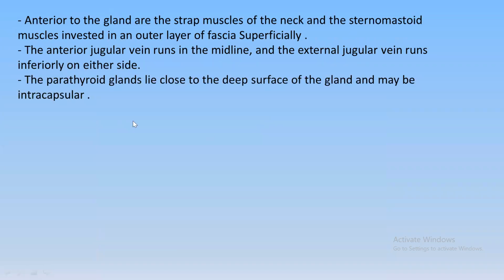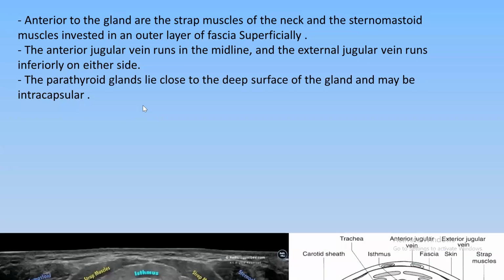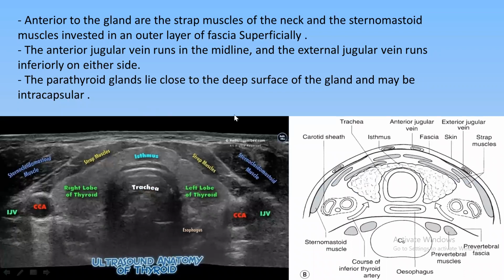Anterior to the gland are the strap muscles of the neck and the sternomastoid muscles, invested in an outer layer of superficial fascia. These are the strap muscles and the sternomastoid muscle. This is the anterior jugular vein and this is the external jugular vein. And the posterior lateral are the neck vessels. And this is the esophagus.